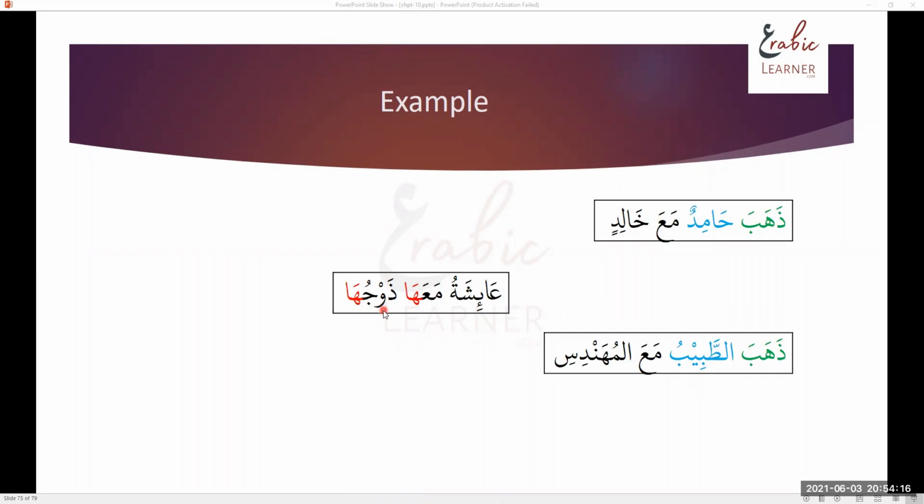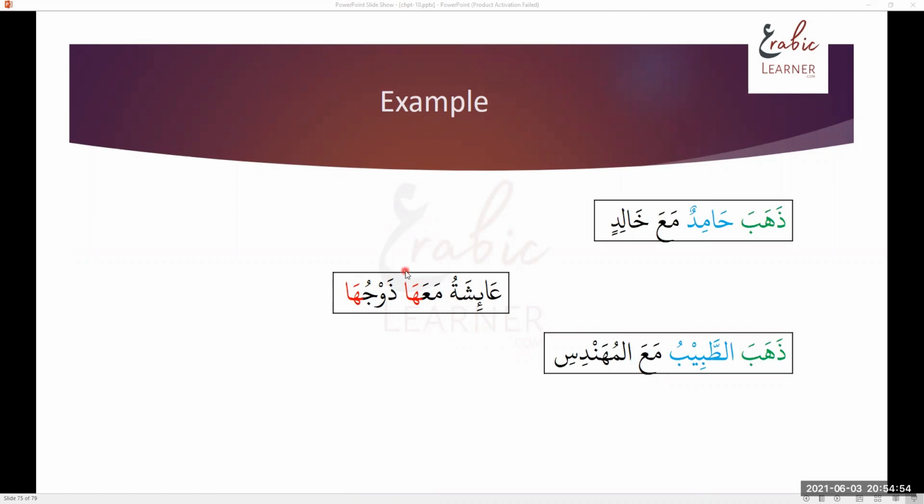Sister, you did not understand. The meaning of the sentence is Aisha, she is with her husband. To be more specific, that is the exact translation. Okay, that is the answer. Now, Aisha is Mubtada. If you look at this part of the sentence, Ma'aha zawjuha, this itself is a sentence. She is with her husband. So this becomes the khabar of that.